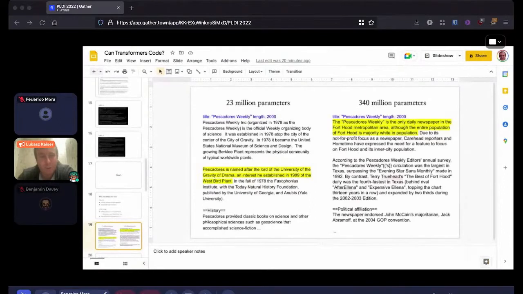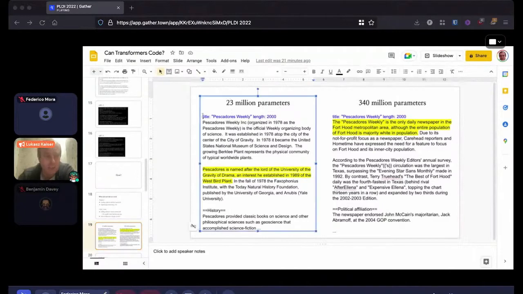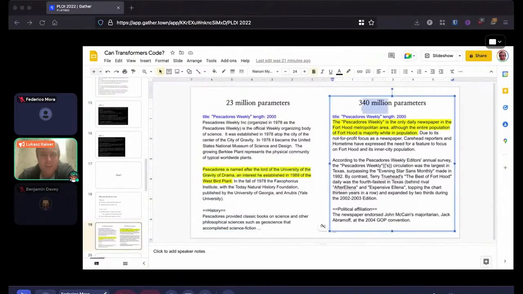But on the side of what worked, and this keeps being surprising in some sense, making the models bigger helps dramatically. So here's an example. If you train a 20 million parameter transformer on Wikipedia, and you give it just the title, Pescadores Weekly, it starts producing text that is basically quite garbage. It says things like Pescadores is named after the lord of the University of the Gravity of Drama, which makes no sense. You train on the same data a 300 million parameter model, and it starts making sense.